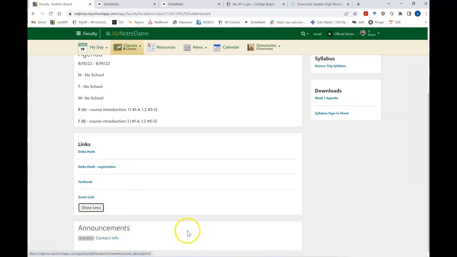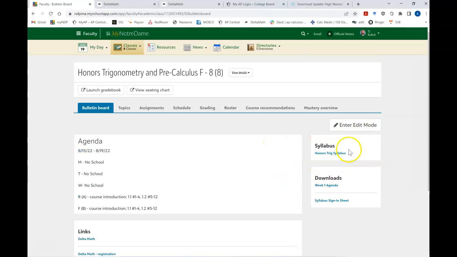Announcements, I got one with my contact information. We'll talk about these other links here in a moment. The syllabus, and then downloads I'll put in the archived agendas. So if you wanted to see what we did like 3 weeks ago or whatever, and then the syllabus sign-in sheet is there. I'll talk about what that is here in a few minutes, okay? Everybody cool? So far, so good? Pretty easy.